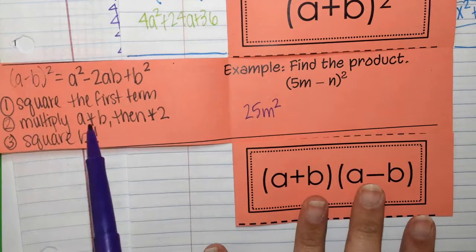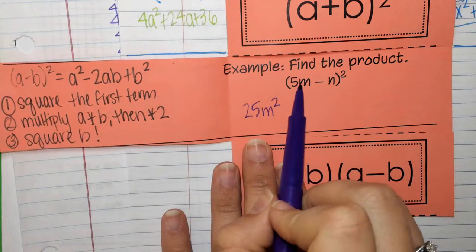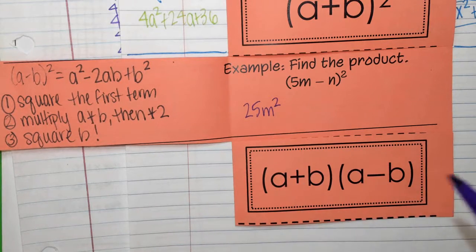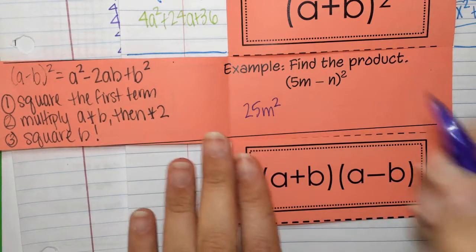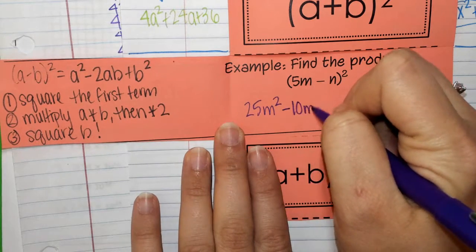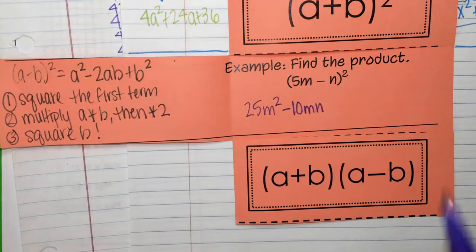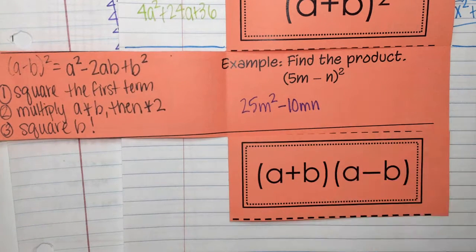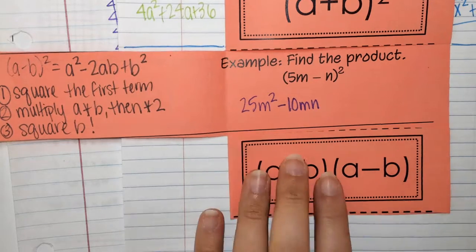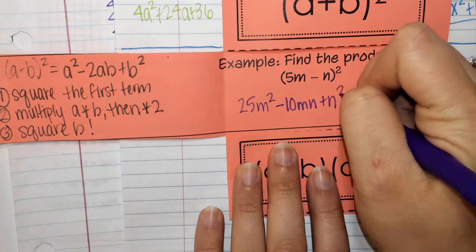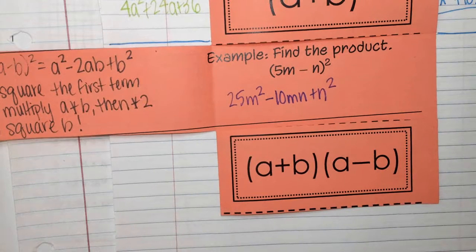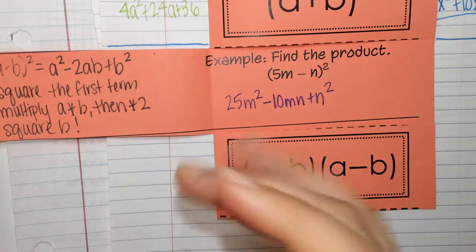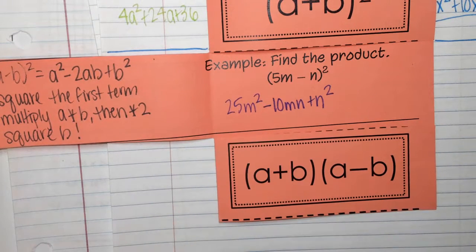Step 2 says to multiply a times b, then multiply it by 2. So what's 5m times negative n? Negative 5mn. And then we have to multiply it by 2, which is negative 10mn. Look at us go. Now we're going to square this guy. When we square it, what do we get? Plus n squared. And we're done. Crazy. So the only thing I did different was I put a minus sign in there. That's it.